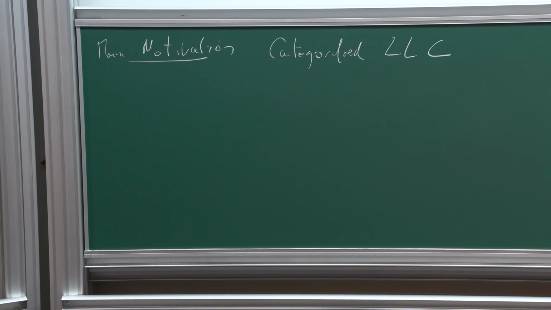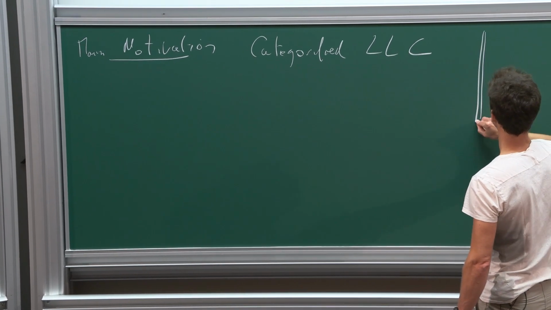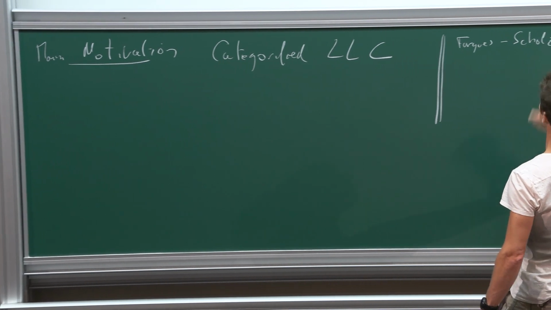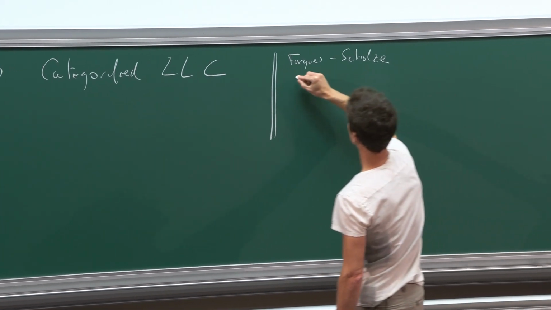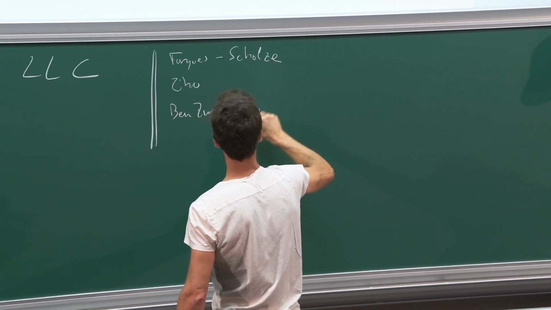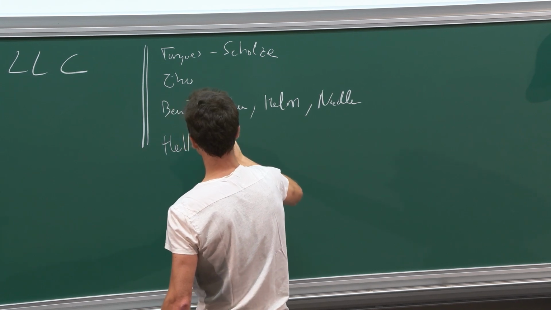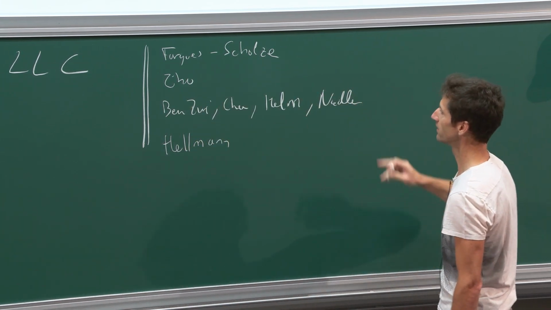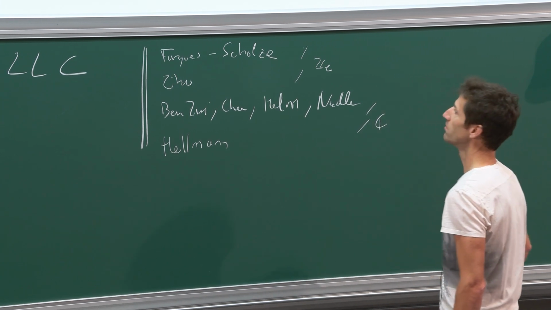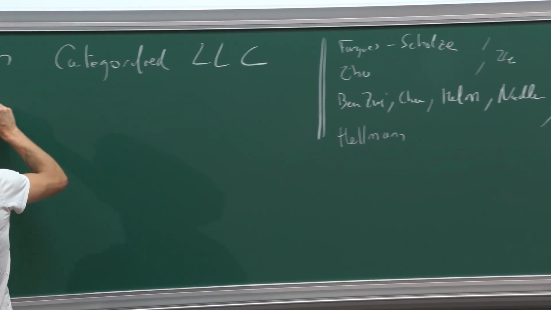So there are a bunch of papers associated with these talks, which I think appear more or less at the same time. I don't claim there is any preference order, but there is Farg-Scholze, there is Xin-Wenju, maybe Benzvi, Shen, Helm, and Nadler, and there is a paper by Helman. So there is a difference between these papers: these two ones are over ZL, and these two ones are over the complex numbers.